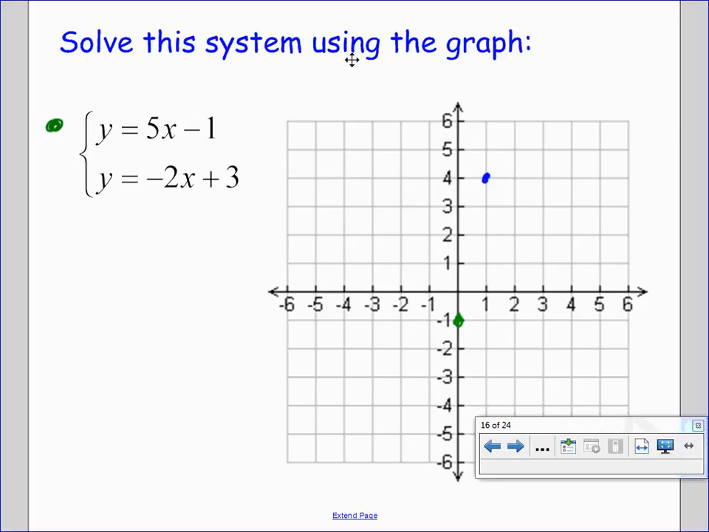Up 5 and over 1, I'm off the graph. I can go down 5 and over 1. And now I'll carefully sketch that in green. Next, we'll graph the second line. What's the y-intercept of the second line? Luke? 3, thank you. So we'll plot that.